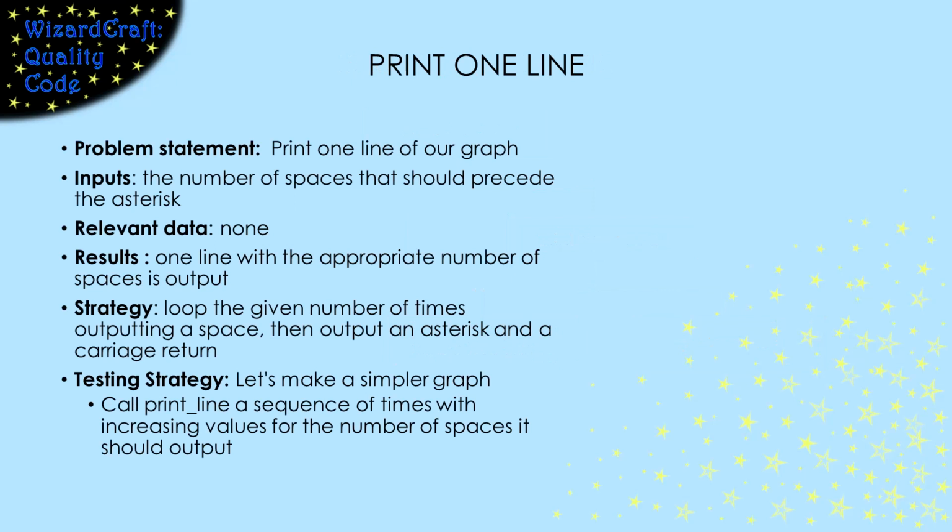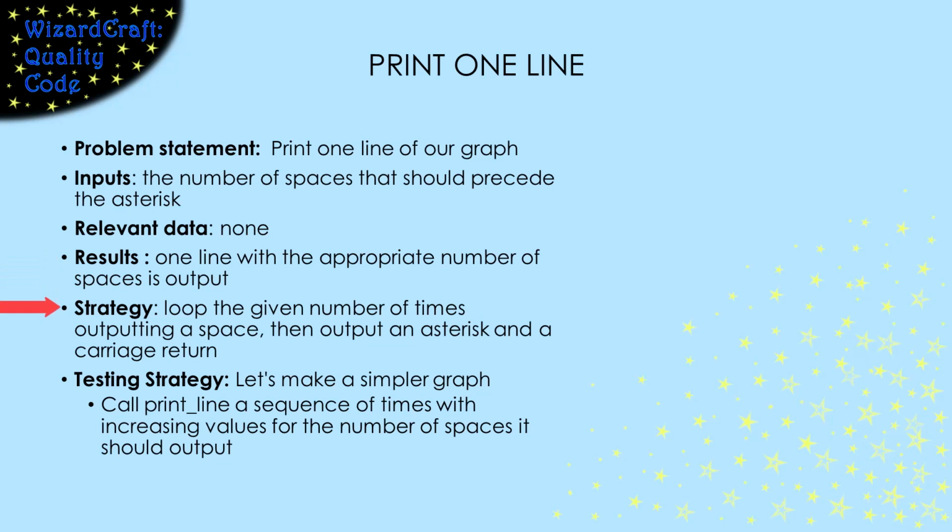The goal of the next function we're working on is to print one line of the graph. Every line in our graph has some number of spaces followed by an asterisk, so our printLine function is going to need to be told how many spaces to output, but it doesn't require any other relevant data. The result of this function is to output the right number of spaces followed by an asterisk and a carriage return.